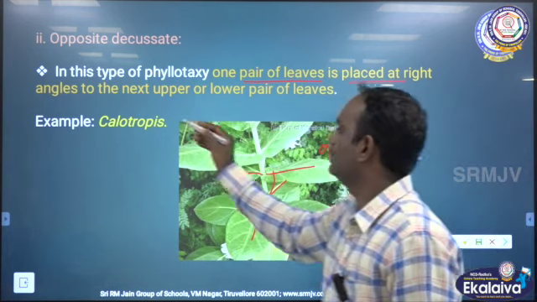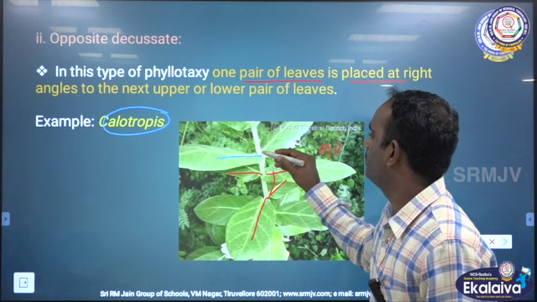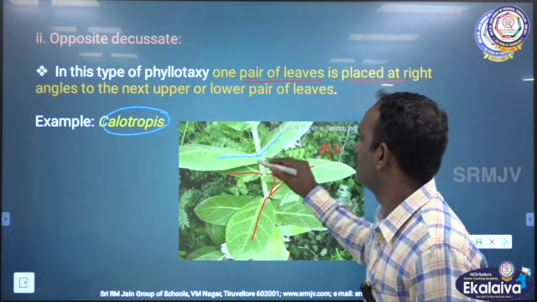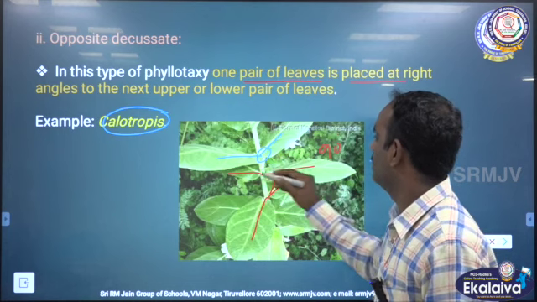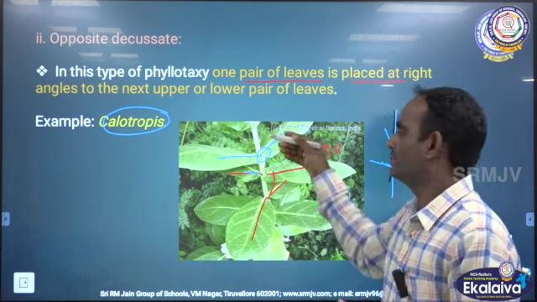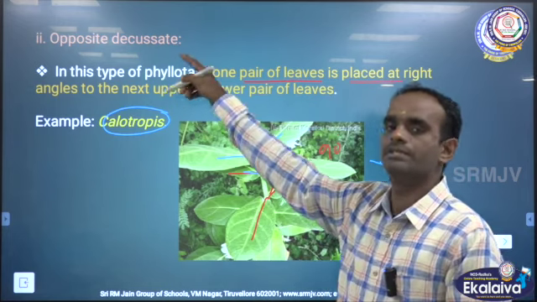It is seen in calotropis. See the picture of calotropis. These two leaves arise at a single node, one node, and the next leaves are opposite to the first ones. So, such type of arrangement of leaves is said to be opposite decussate.